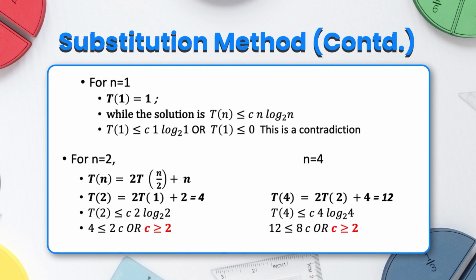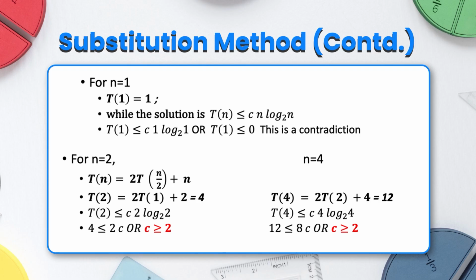Okay. So T4 becomes twice T(n/2), n by 2 is 4 by 2, which is 2. So twice T2 plus n, what n is 4, right? So we substitute the value of T2, which we have computed as 4. So T2 is 4, 4 into 2 becomes 8, 8 plus 4 becomes 12. So the value of T4 is 12.